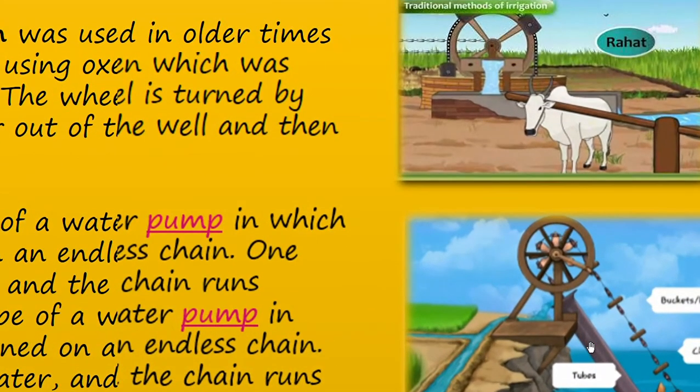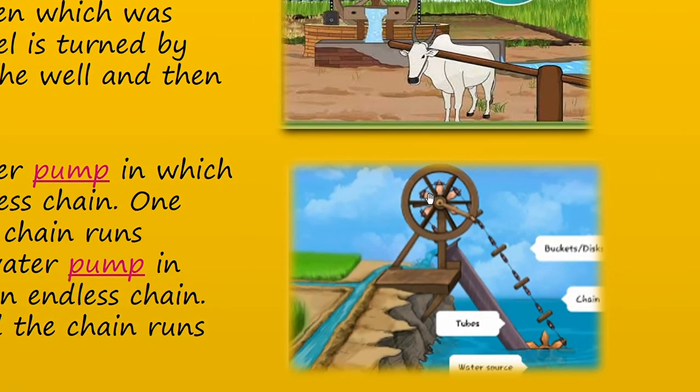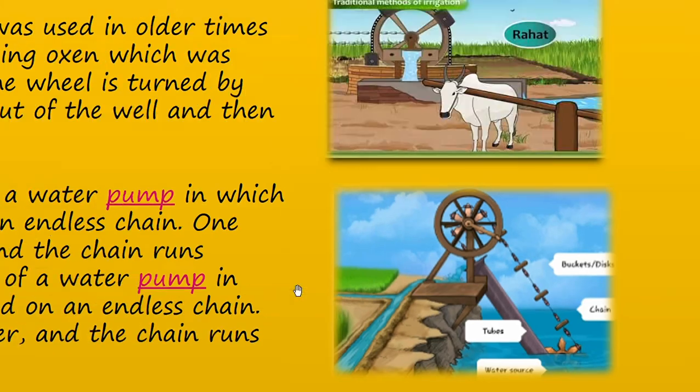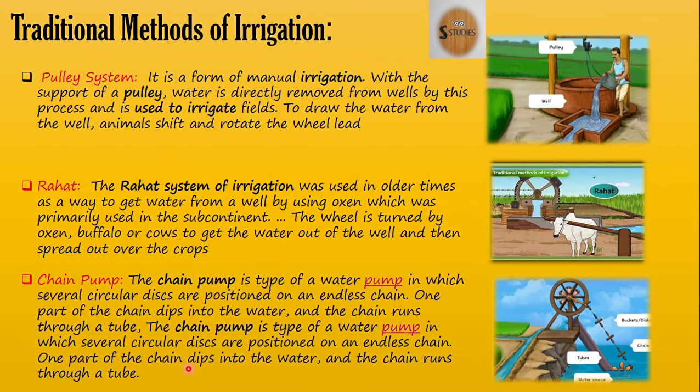This works on electricity. So, once this rotates, the chain tied over here also rotates. This piece of buckets will carry water and pour it here. Then the water will go into the fields through this form. So the chains rotate, take the water from the pond, well, or any source. The water is dropped out here and it goes to the fields. This is the traditional method of irrigation.